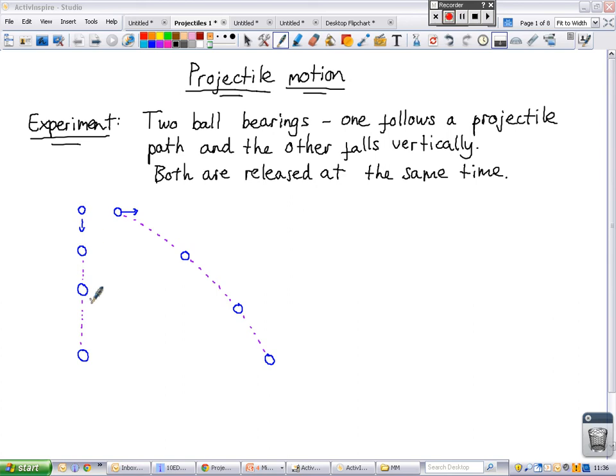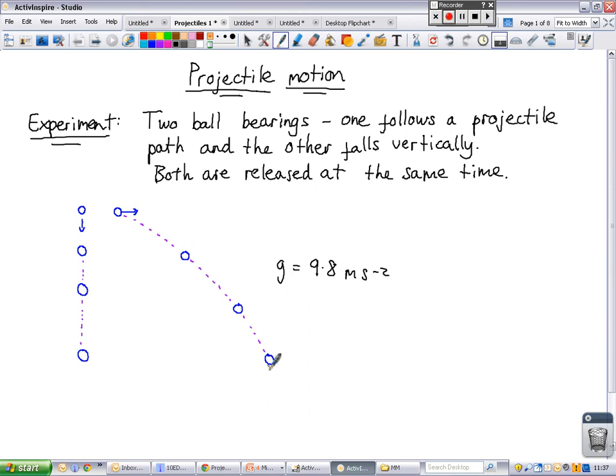Both objects, we decided, fall downwards at the same rate due to gravity. We know that g is 9.8 meters per second squared. That's our acceleration due to gravity that we've previously calculated. So both of these balls, regardless of whether they are projected horizontally or dropped straight downwards, are subject to that same acceleration and therefore the same force in the downwards direction, which is why they fall at the same rate.